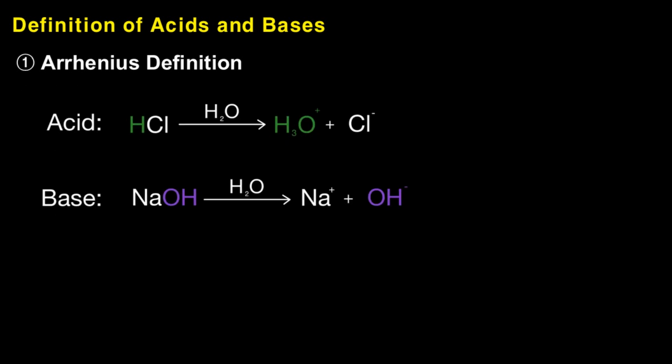For example, when hydrochloric acid, HCl, dissolves in water, it dissociates into H3O+ and Cl-, and that's what makes the solution acidic. Likewise, when sodium hydroxide, NaOH, dissolves, it breaks apart into Na+ and OH-. That increase in hydroxide ions makes the solution basic.